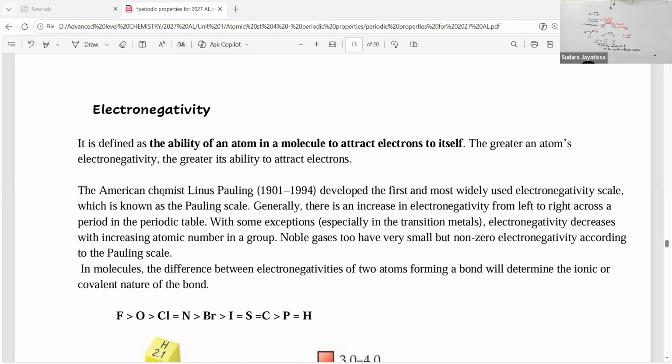So simply, electronegativity is the ability of an atom in a molecule to attract electrons to itself. Remember, the atom should always be in a bond. The American chemist Linus Pauling developed the first and most widely used electronegativity scale, known as the Pauling scale, where there is an increase in electronegativity. You were given these numbers.